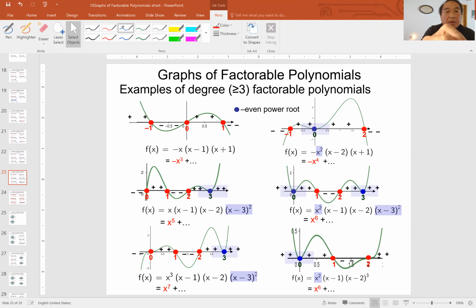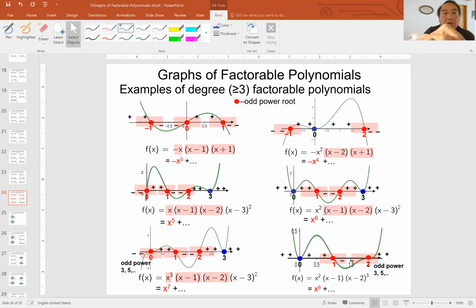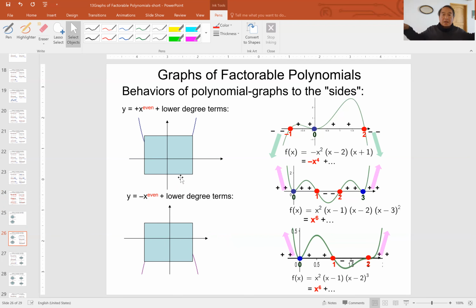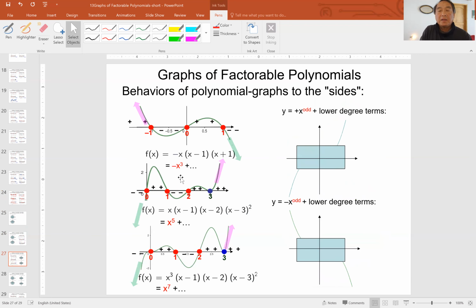Notice the even powers all have this little shape like x squared, like a parabola, whereas all the odd powers cross the axis at all the odd power positions. And finally, outside the graph, if it's an even degree, then the two outside ends must point in the same direction, up or down. And for an odd degree, they point in opposite directions outside.